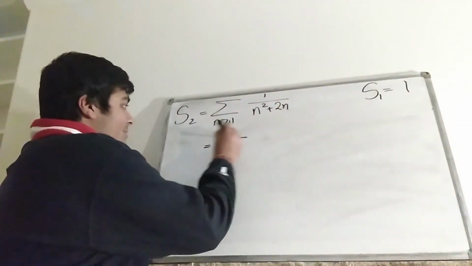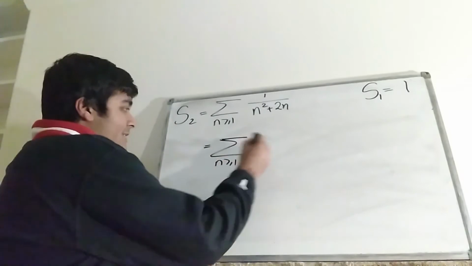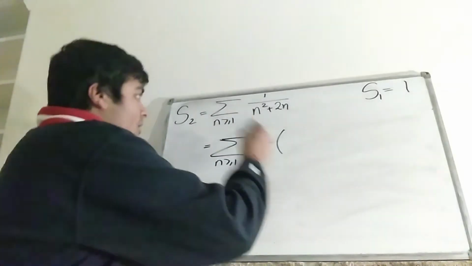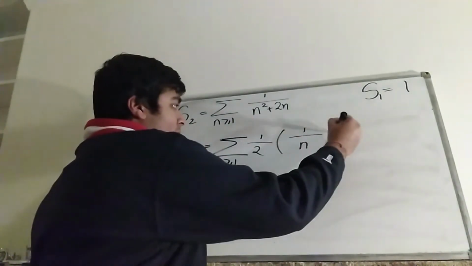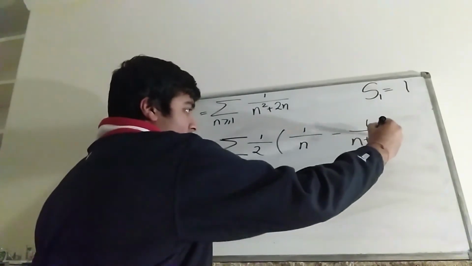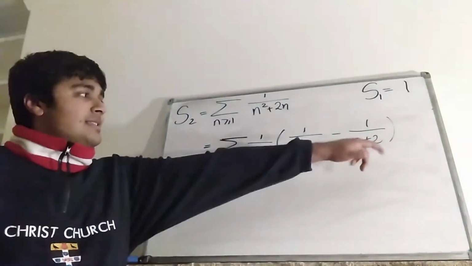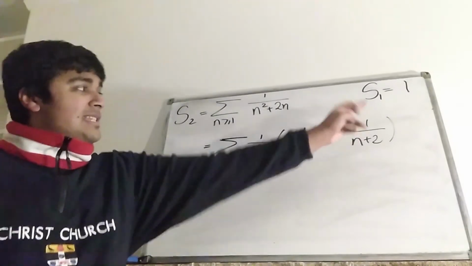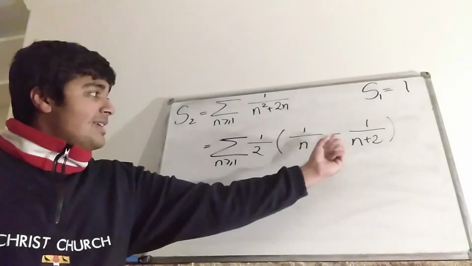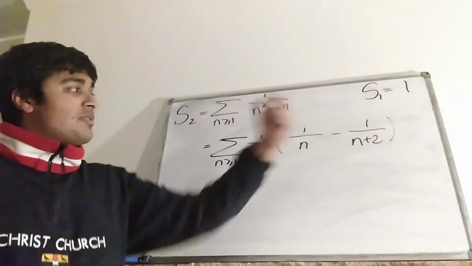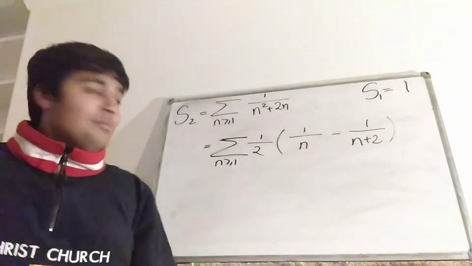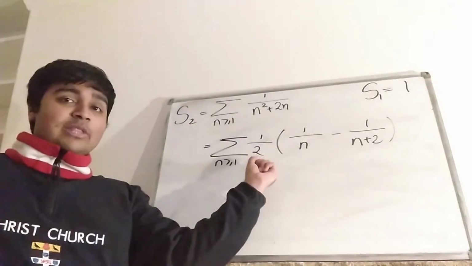This thing here is the sum from n equals 1 to infinity of a half times 1 over n minus 1 over n plus 2. Okay, and just to see this, when I cross multiply, I get n plus 2 minus n on the top. So that's just 2 on the top. And on the bottom I get n times n plus 2, so I've got 2 over n squared plus 2n, but of course here we've got 1, so that's why we've got this factor of a half.